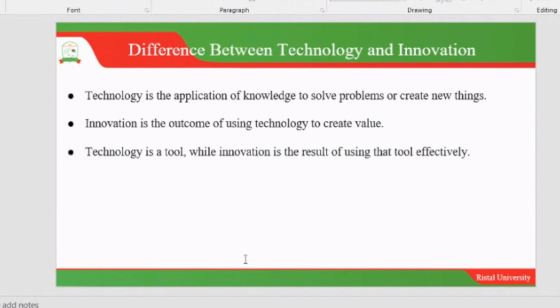So innovation is now the outcome of using this technology to create value, to create something that can be used by your target audience. So ultimately, technology becomes a tool, while innovation is the result of using that tool effectively to solve the problems that it was really made for.